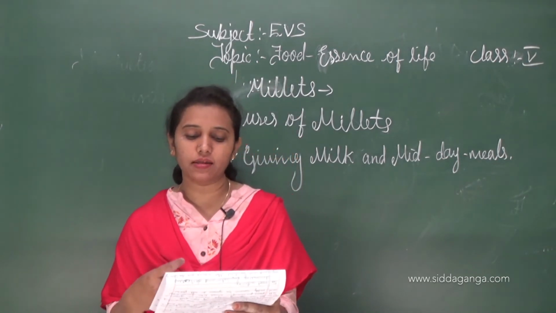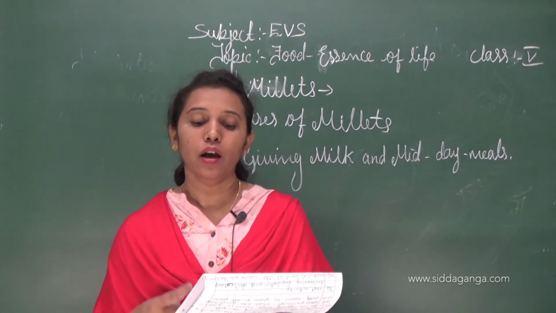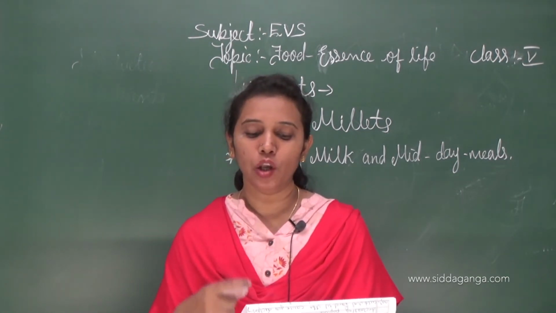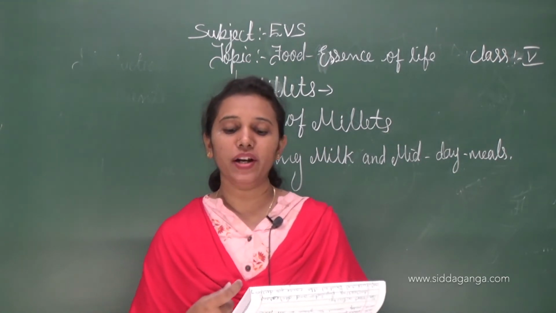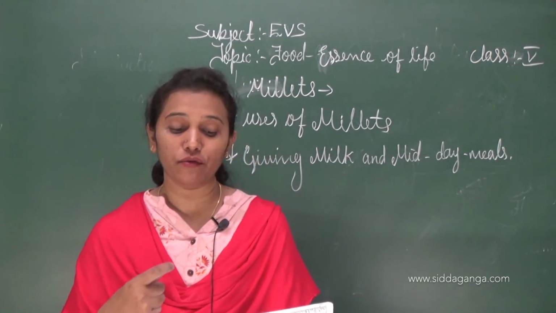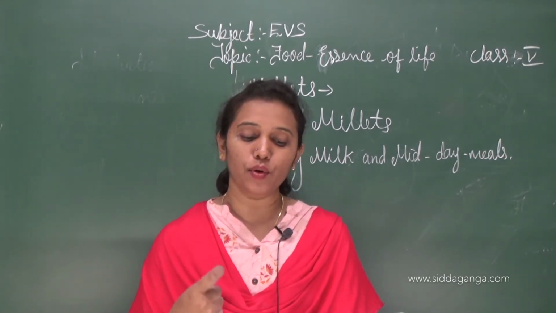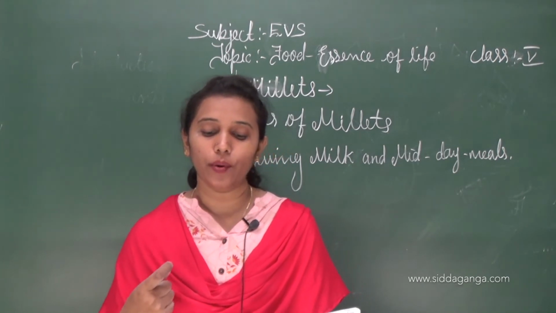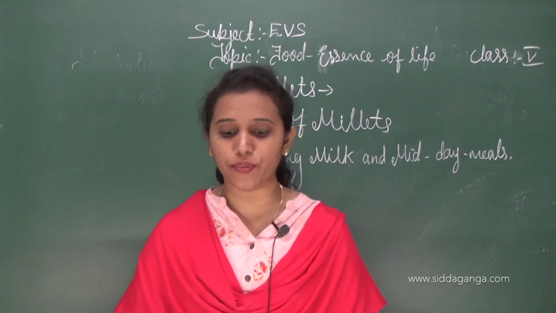Another step that is taken is supplying food materials at nominal rates through fair price shops. The government will prescribe the rate at which that food needs to be sold, and it is distributed to people through fair price shops.